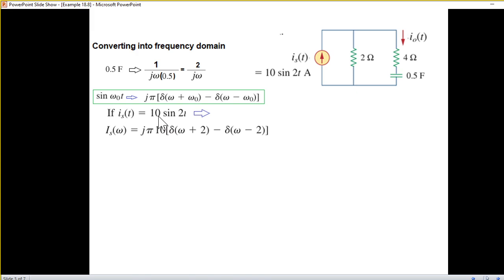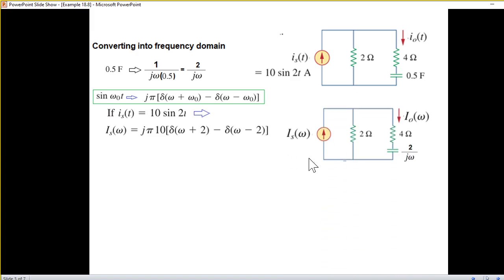Now i_s(t) is given as 10 sin 2t. Therefore, keeping this in view, it will be j pi 10 times delta of omega plus 2 minus delta of omega minus 2. So the Fourier transform circuit now will look like this. Here we have just changed the capacitor, and we are calling these now I_s(omega) and I_o(omega).